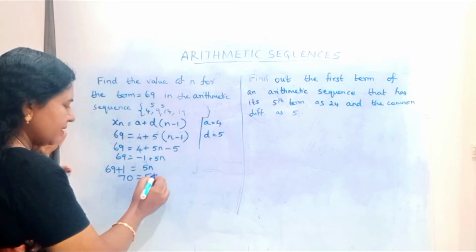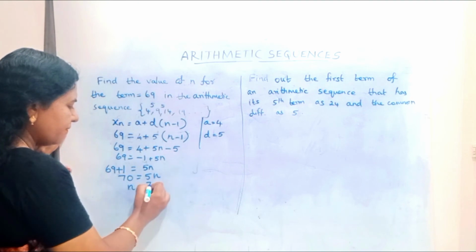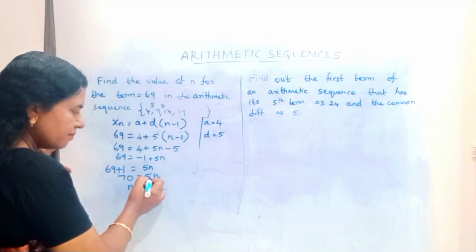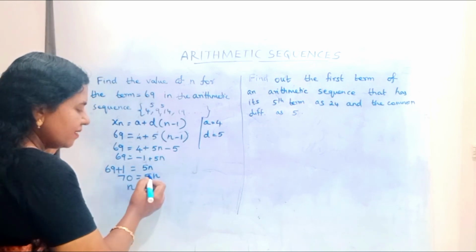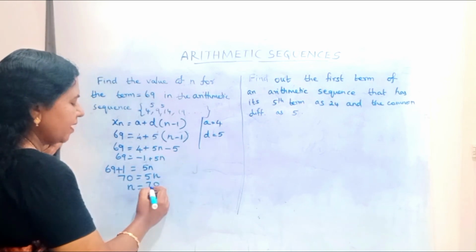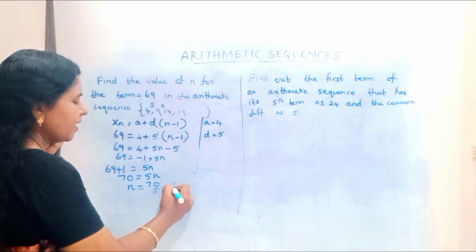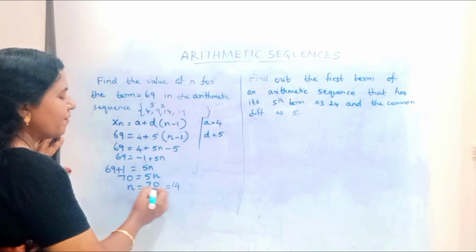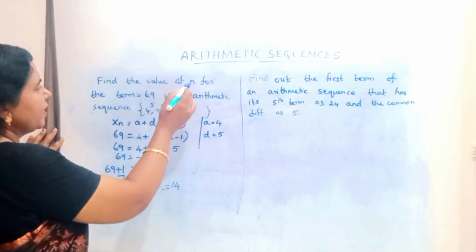Now in the next step, n is equal to 70. Here we have a multiplication sign, so into sign. So 70. Here this into 5, when it comes to the other side, it becomes divided by 5. So now 70 divided by 5 is equal to 14. So now the value of n is equal to 14. So now we have found out the answer.